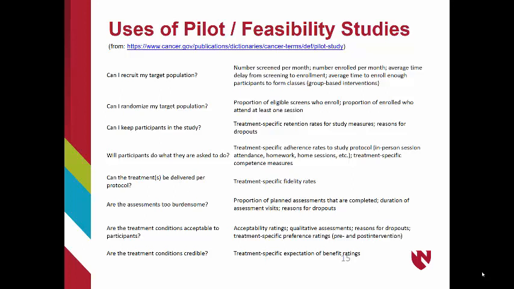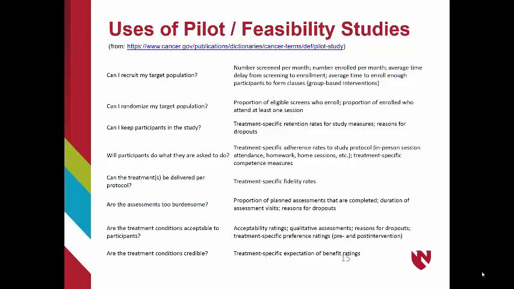But some of the questions they say can be answered by a pilot are, can I get to my target population? So who is my target population? How can I get to them? Once I get to my target population, is it reasonable for me to actually be able to randomize them to the treatment groups I'm interested in? Once I get these participants to join the study, can I keep them in the study?